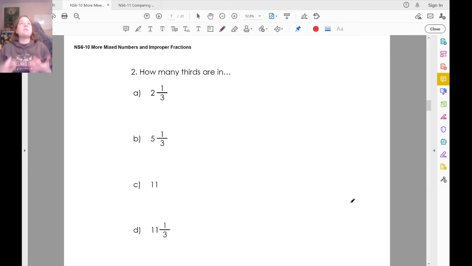Oh boy, now we're working with thirds. This is the same thing that we did, except now it's the number 3 instead of the number 2 in that denominator. You go ahead and try this on your own. We'll talk about it when you come back.